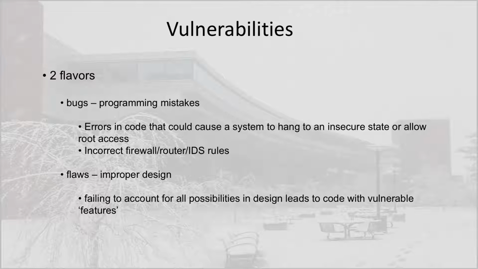Second flavor is flaws from improper design. This is failing to account for all possibilities in design, which leads to codes with vulnerable features. Bugs may result from improper translation of specifications into code. This is why design specs should be detailed. Flaws can result from coding shortcuts, such as failure to validate inputs that are to be combined into scripting commands.